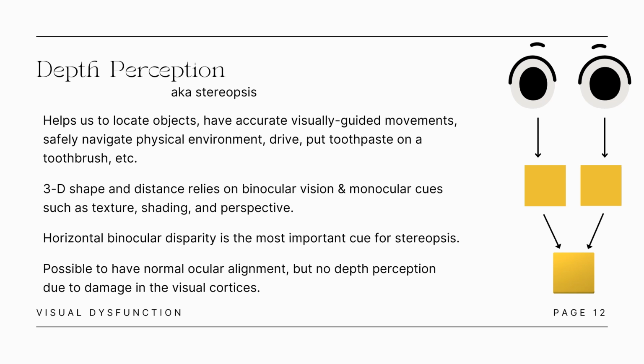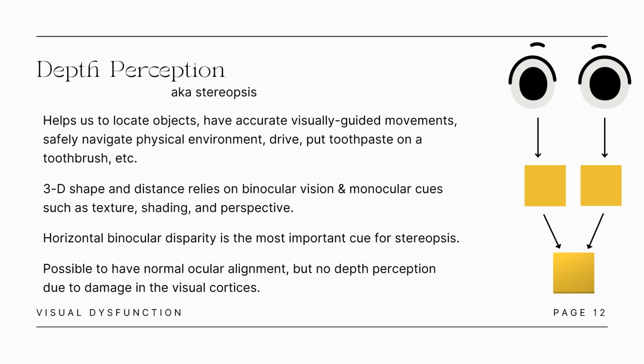Depth perception, or stereopsis, is helpful to move around our environment safely, have accurate visually guided movements, and not spill or drop everything we touch. Three-dimensional shape and distance rely on binocular vision and monocular cues like texture, shading, and perspective. So a monocular cue, for example: let's say you're watching this on your laptop. You don't need two eyes to know that your laptop is in front of the wall or whatever is behind it, because the laptop obscures part of that object from your view.